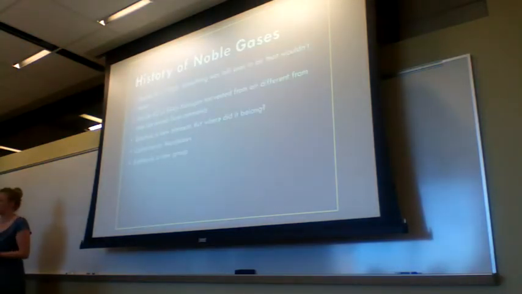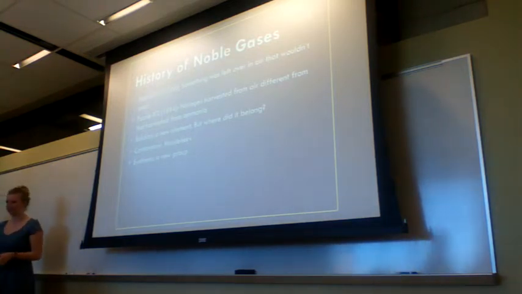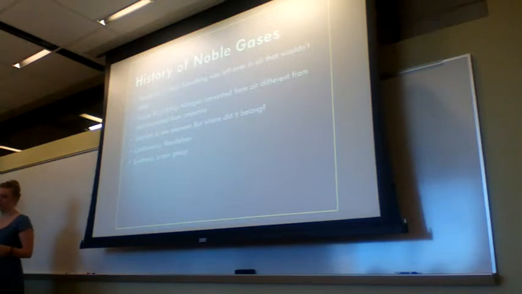Okay, so just a little bit of the history of the noble gases. We didn't actually know that they existed until almost 1900. So we had a couple puzzles, though, that led us to think that there might be these noble gases.